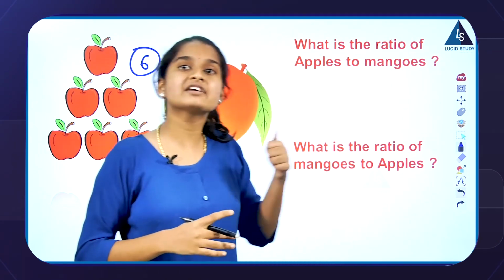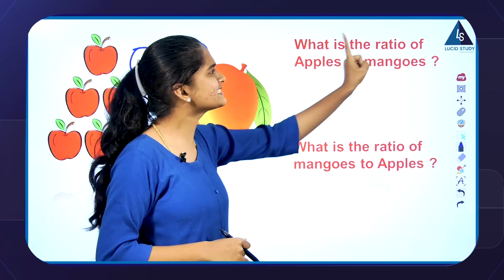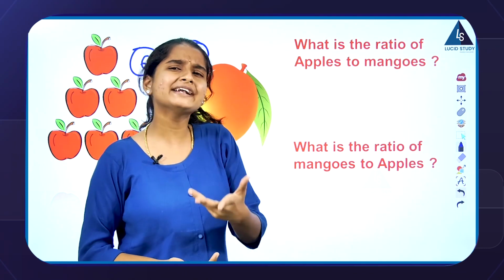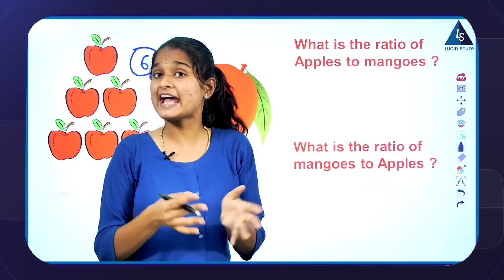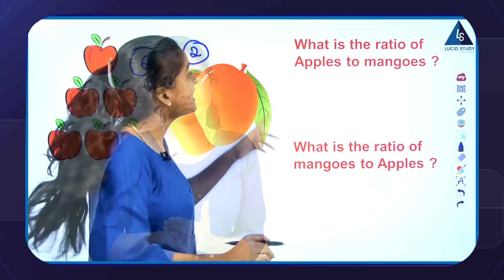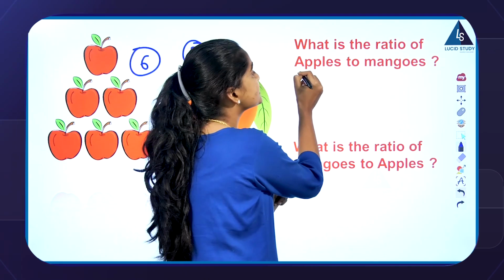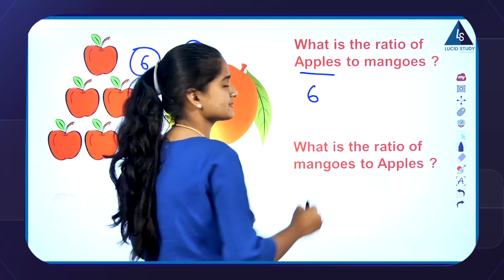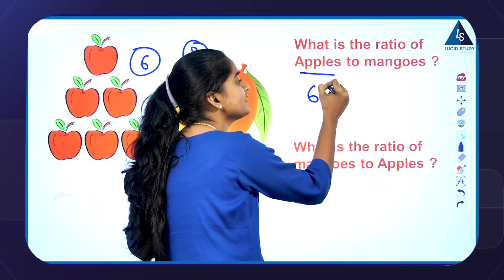Now from this we have a question also. What is the ratio of apples to mangoes? What does ratio mean? Ratio means, as I have told you, the comparison of two quantities. Now see here. What is the first quantity? Apples. How many apples are there? 6. Right.